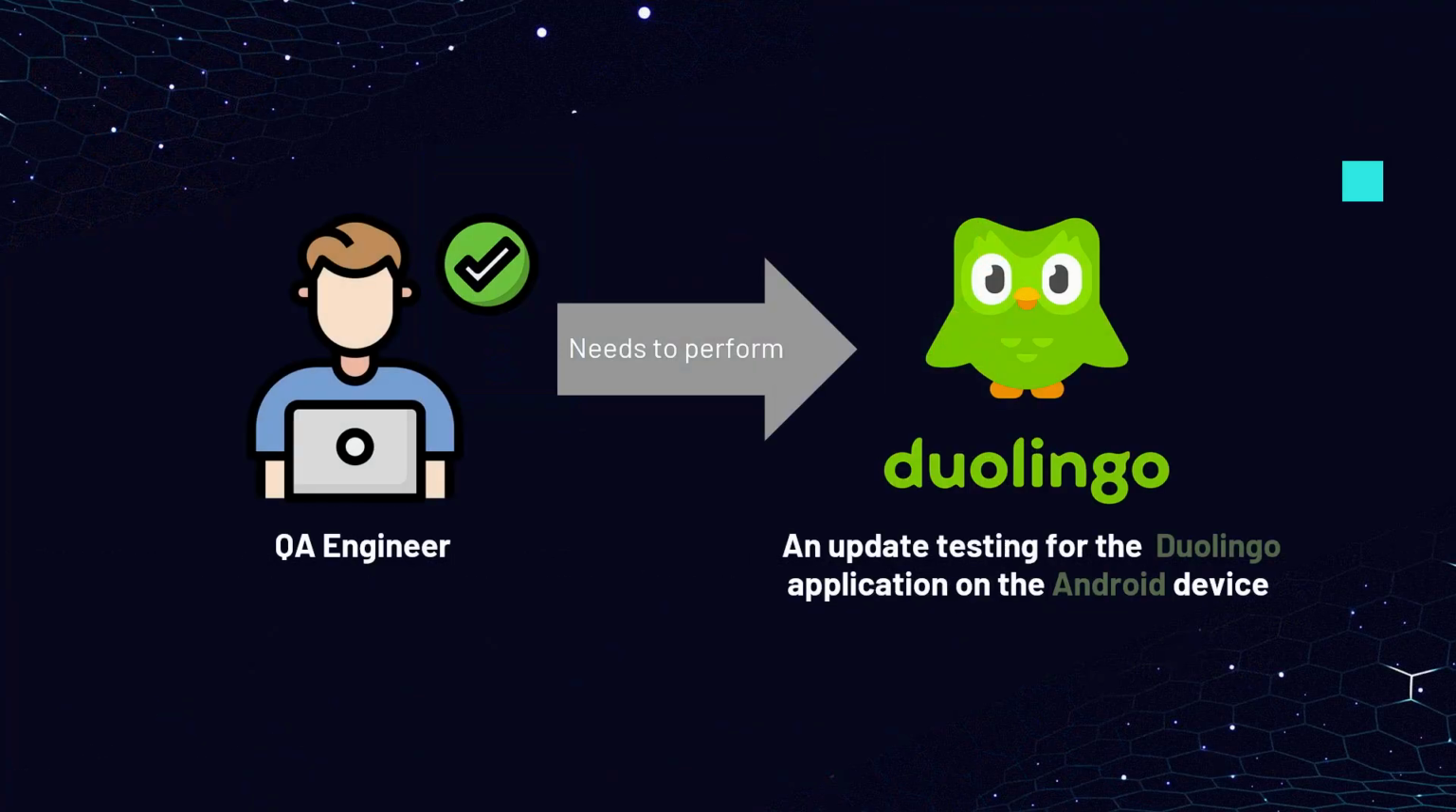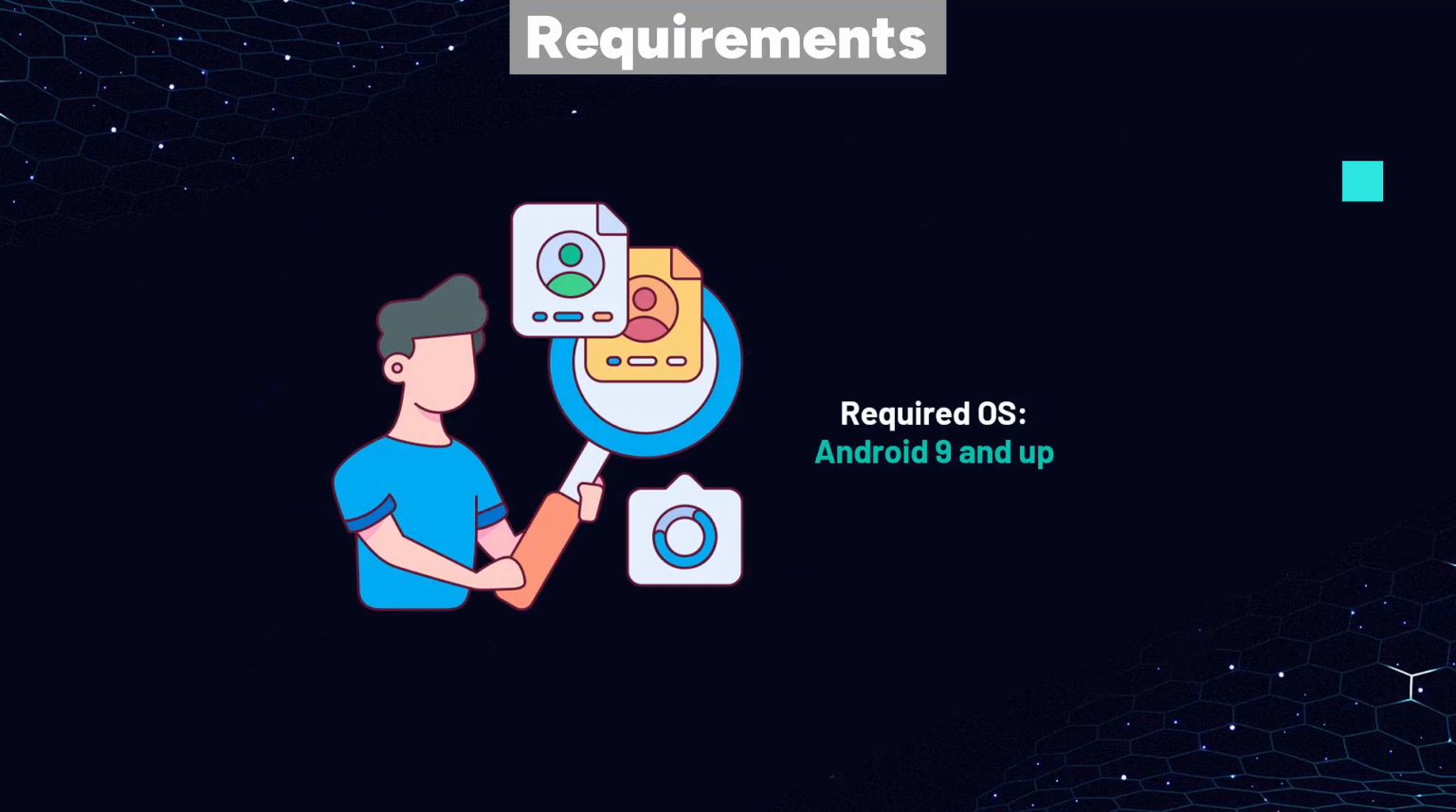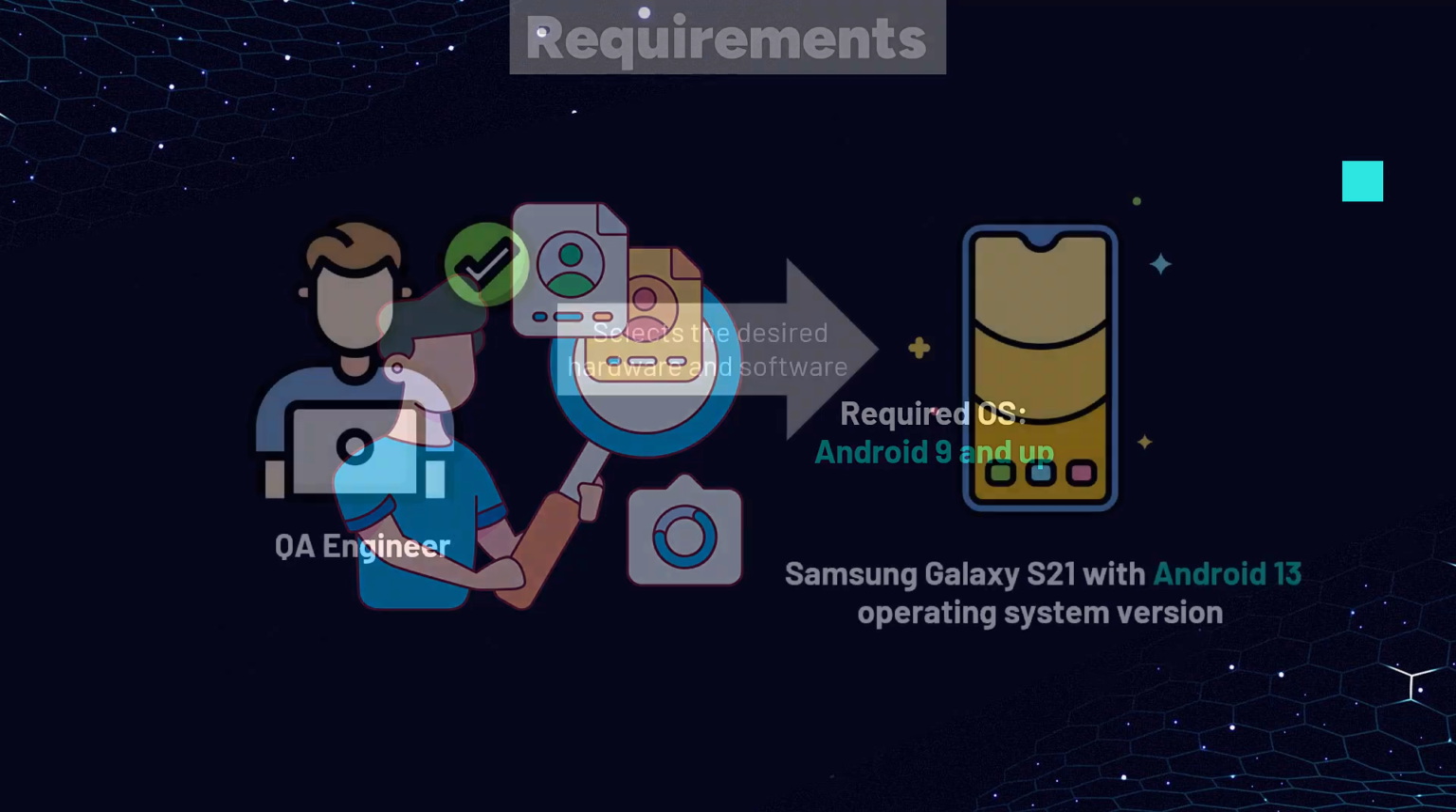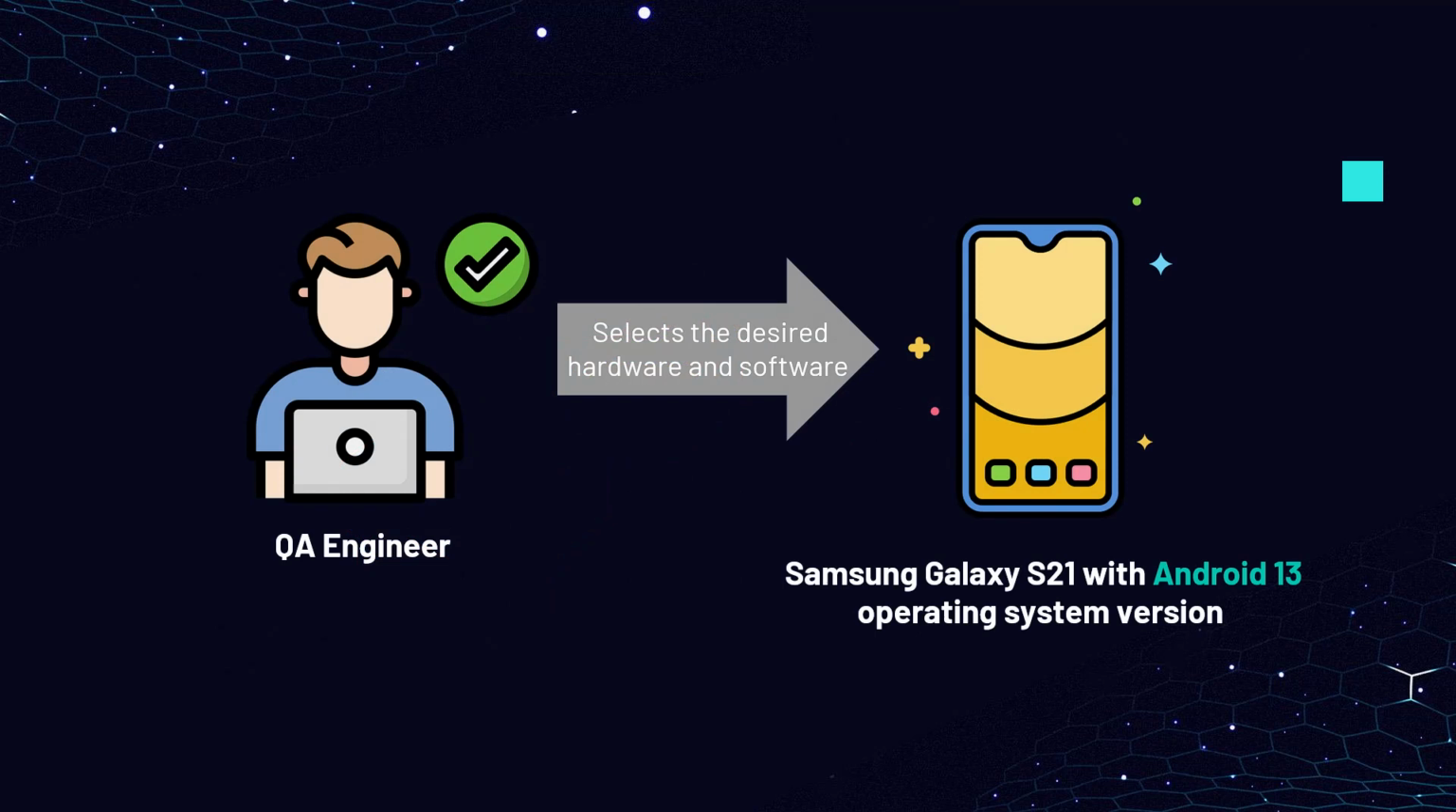Imagine a scenario where a QA engineer needs to perform an update test for an application such as the Duolingo application on an Android device. According to the requirements, the application should be supported on a range of devices and operating systems, such as required OS Android 9 and up. For this reason, the tester selects the desired hardware and software that are mentioned in the requirements. For instance, a Samsung Galaxy S21 with Android operating system version 13.